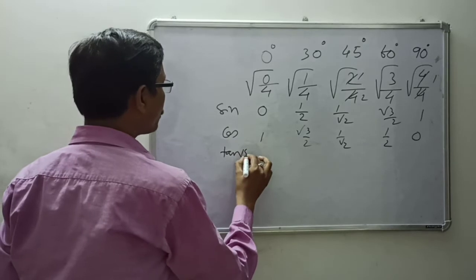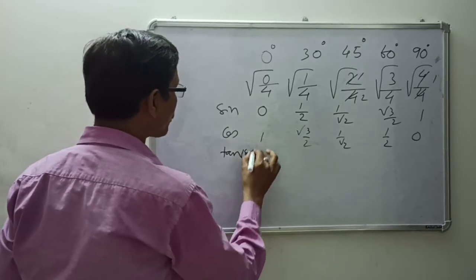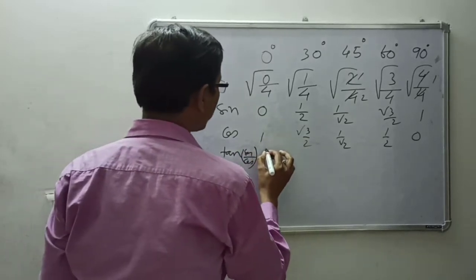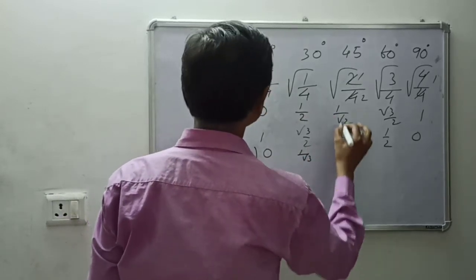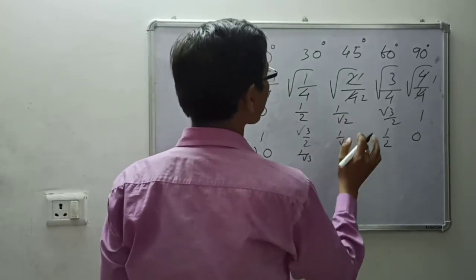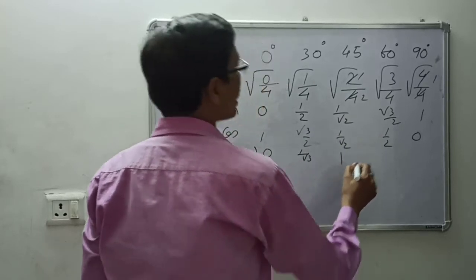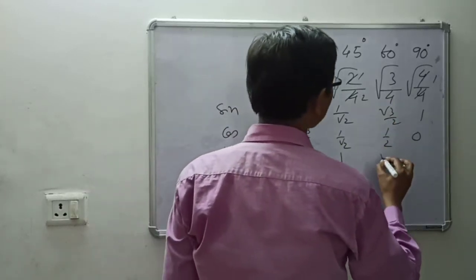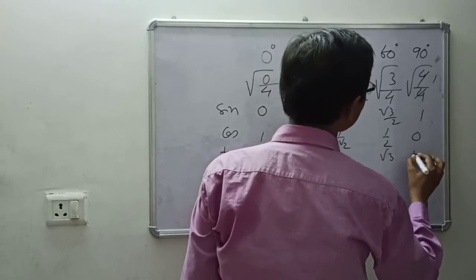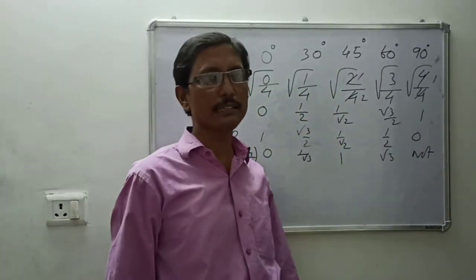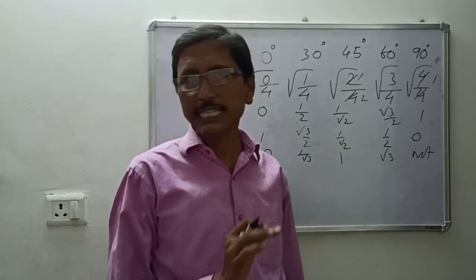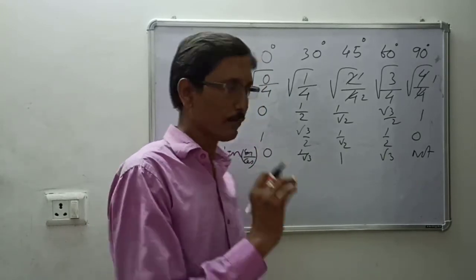Tan, you know, in short I am writing, is sine by cos. That means 0 by 1 is 0. Then 2 cancels, so 1 by root 3. Divide the respective sin and cos values, and you will get 1. Then root 3, as the 2s cancel, you will get root 3. 1 by 0 is not defined. So these are the main 3 values we have: sin, cos, tan.